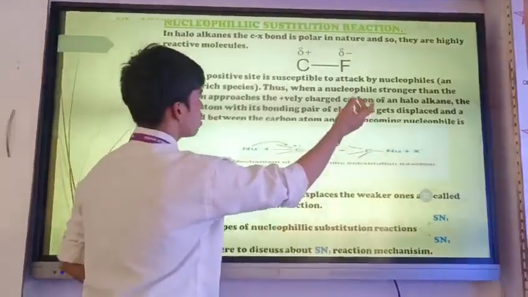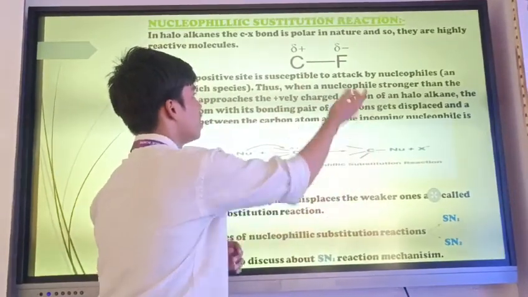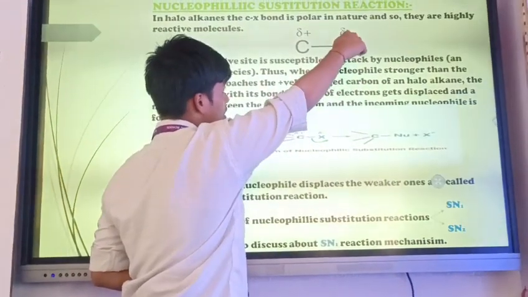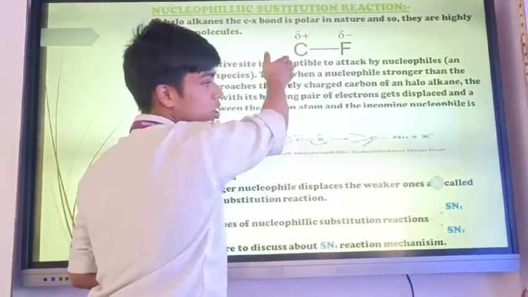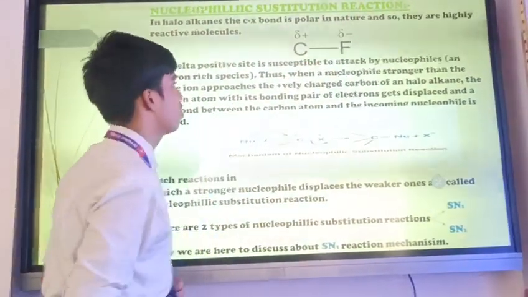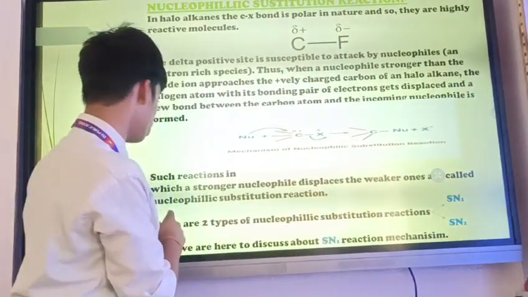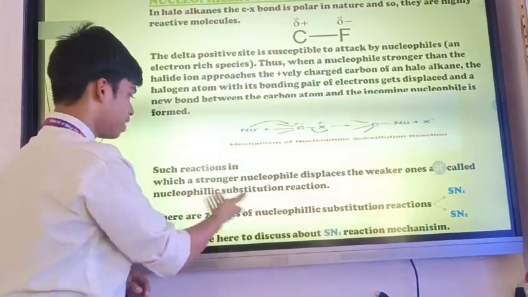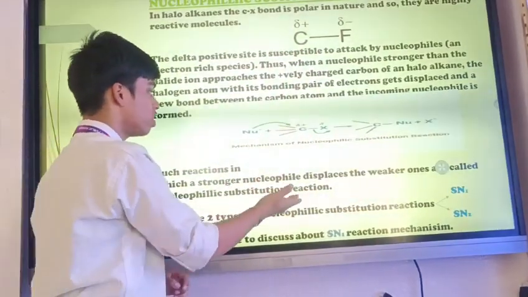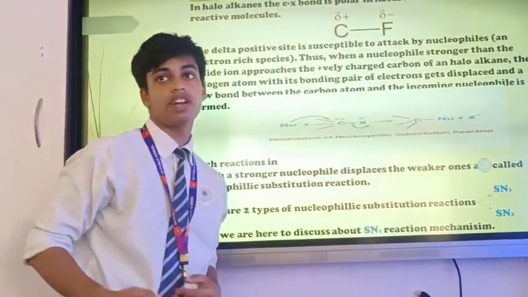nucleophile is formed. It means that if a nucleophile stronger than this halogen comes, then due to the operation of the inductive effect, the stronger nucleophile substitutes this halogen atom and forms a bond with this carbon atom, and this halogen takes its electron and goes away. Such reactions in which a stronger nucleophile displaces the weaker one are called nucleophilic substitution reactions. There are two types of nucleophilic substitution reactions. Now we are here to discuss the SN1 reaction mechanism.